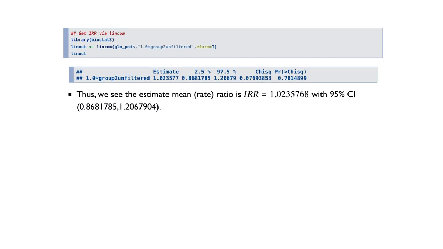Again, I can use lincom to get my incident rate ratio, and you can see the coefficient was close to 0, so the estimate is close to 1.0. The ratio of the mean of unfiltered over filtered is 1.02. In other words, it's slightly higher, but insignificant. And again, the p-value would be the same, because it's based on the same coefficient. I only have one coefficient of interest here.